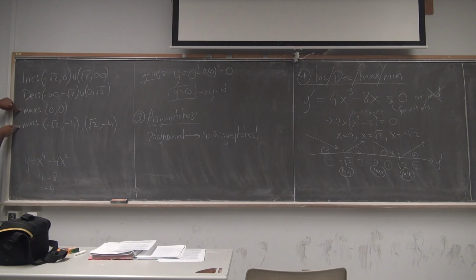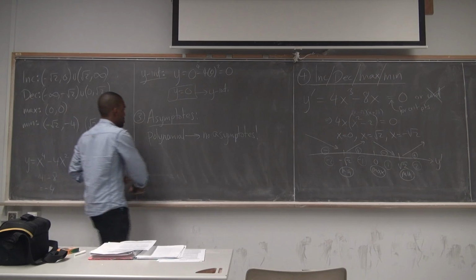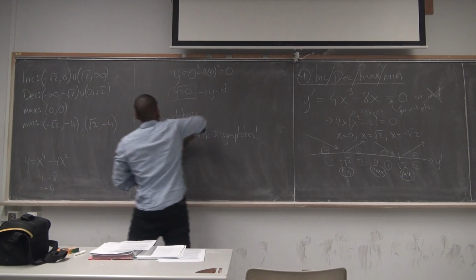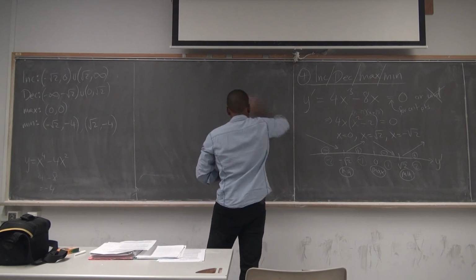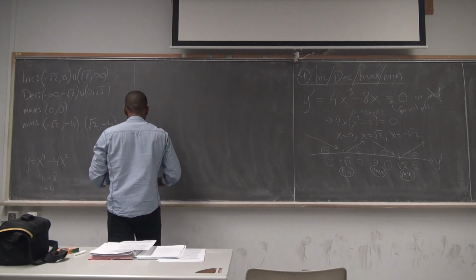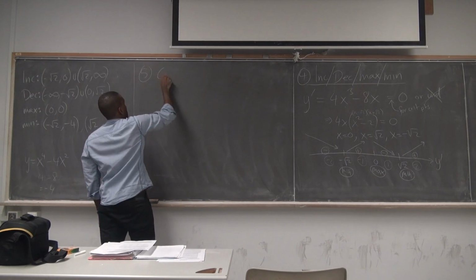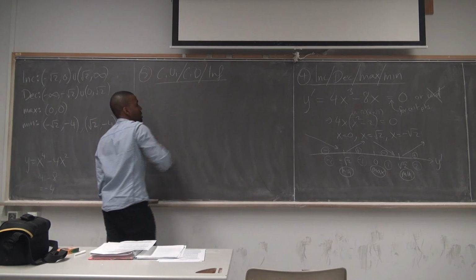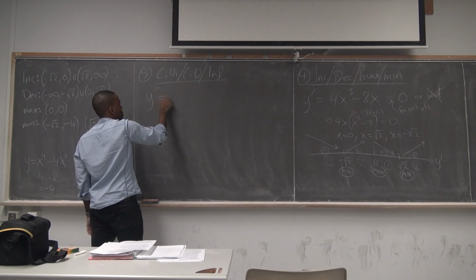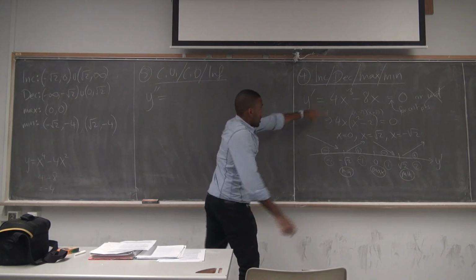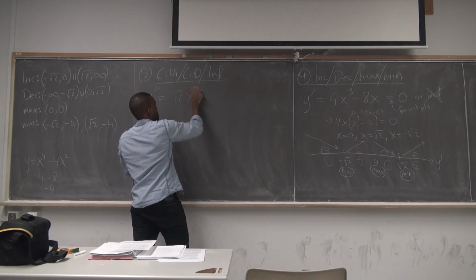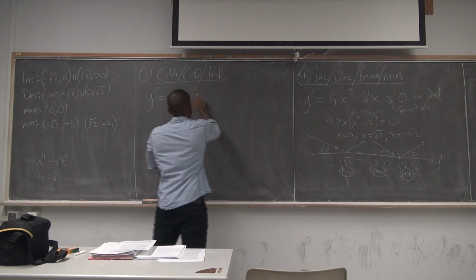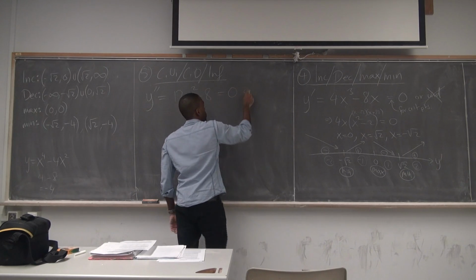So remember, to find coordinates, I plug into the original function. That's how I'm getting these y values. That's my maximums, those are my minimums. Now I'm going to move on to step 5. Concave up, concave down, inflections is what I do in step 5, which means I'm going to find the second derivative. So I'm going to get 12x squared minus 8.